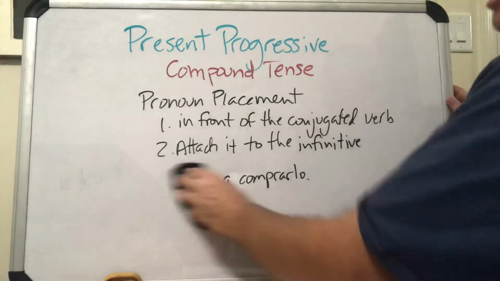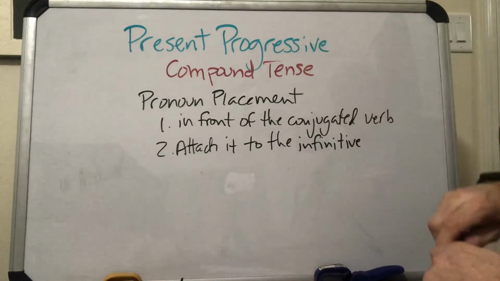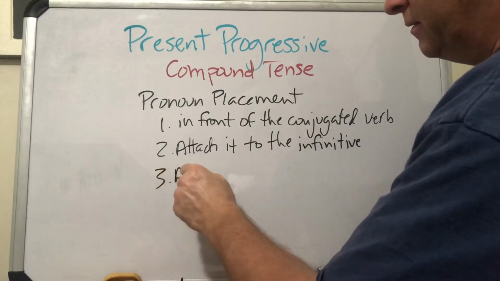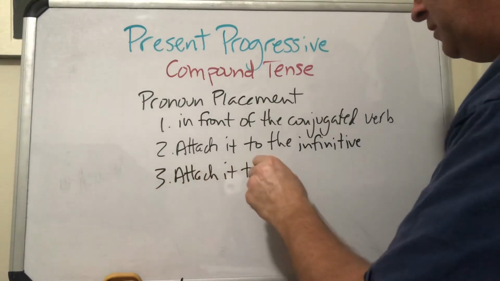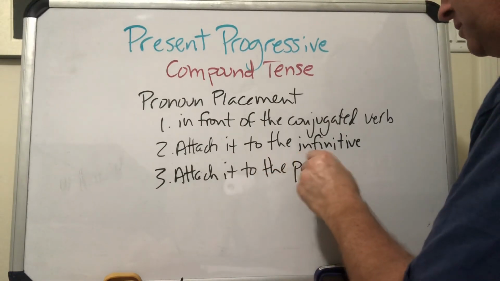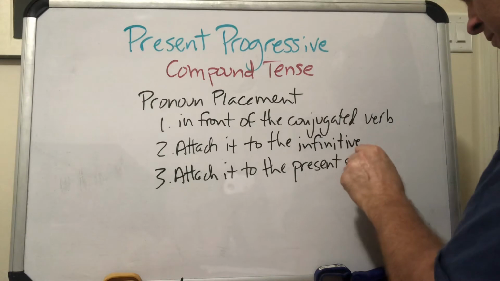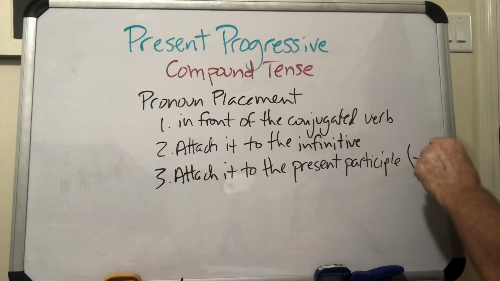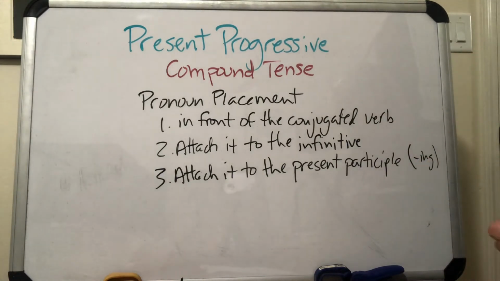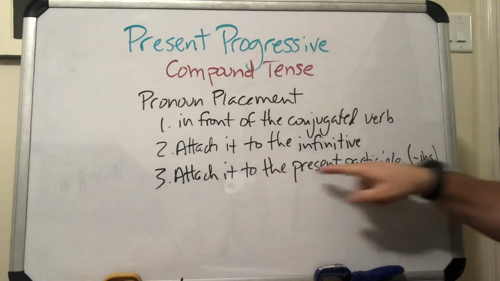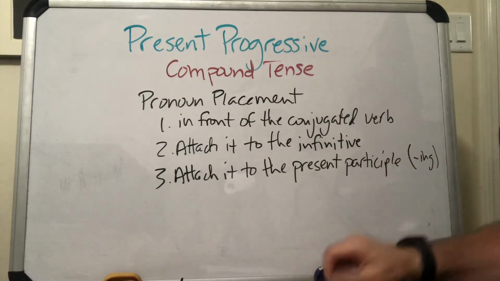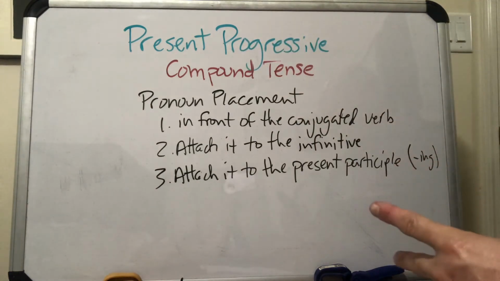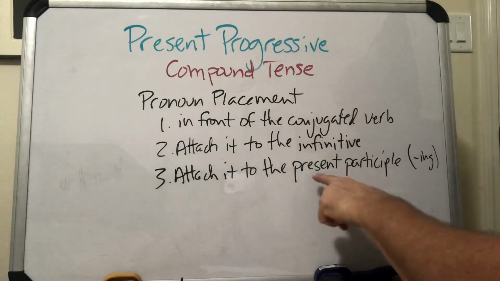All right? Now we get a third option with our new tense here, the present progressive. Numero tres, it's attach it to the present participle. That's the ing word. Okay, that's the ando or the endo. So once we've changed it to a present participle, now we have the option. Now remember, whenever you use the present participle as part of the present progressive, you'll automatically have the 2 verbs. You'll have the verb estar, and then you'll have this present participle.